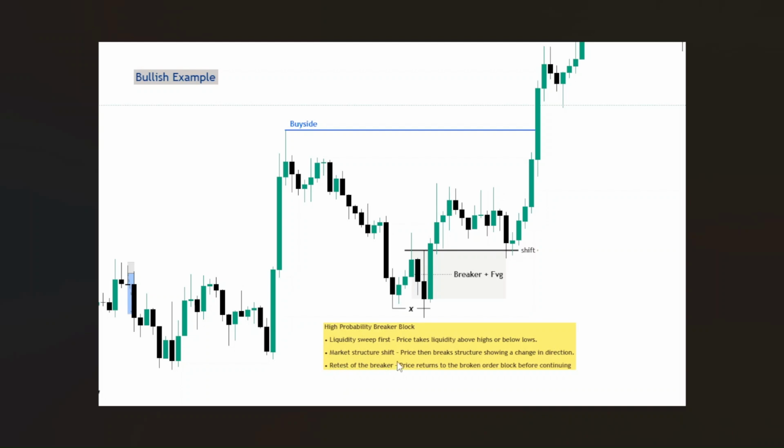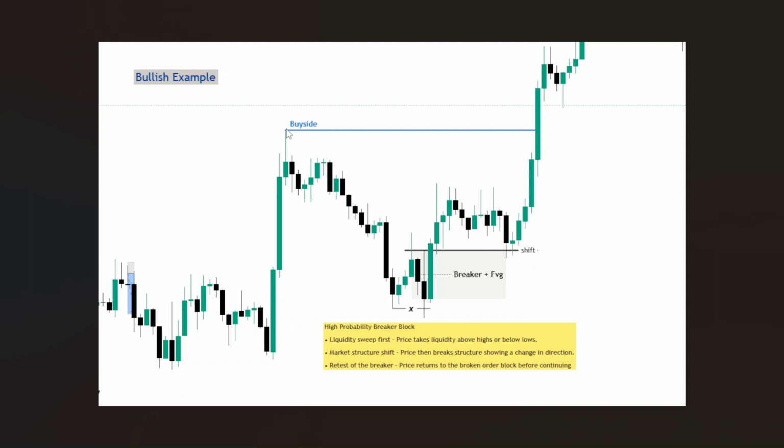And then the third one, you want to see a retest of the breaker. You see price return to the broken order block before continuing. So think of it as a retracement right here. Price retraces back into the shift. So this box over here is a breaker block, plus there was a fair value gap inside of it. So I combined both of them, just to increase my chances of getting into this. And that is what price does. It respects the breaker block and then it expands.